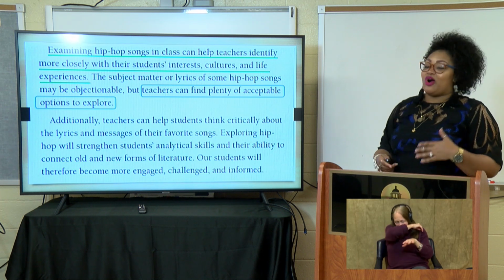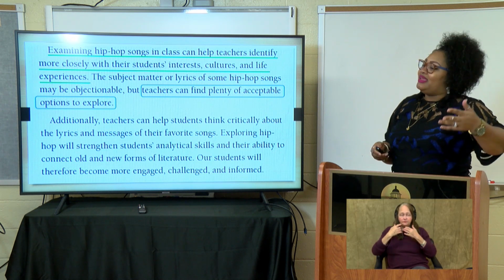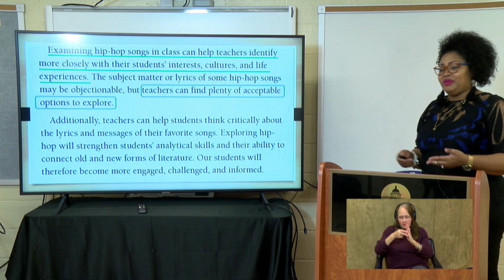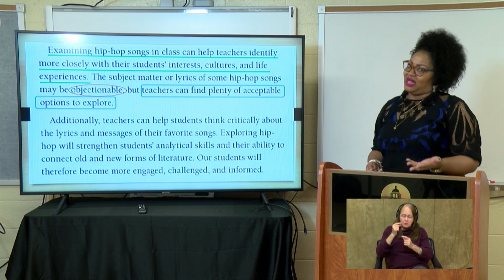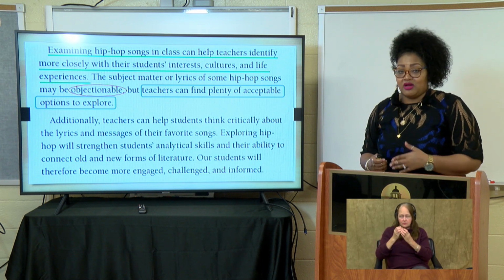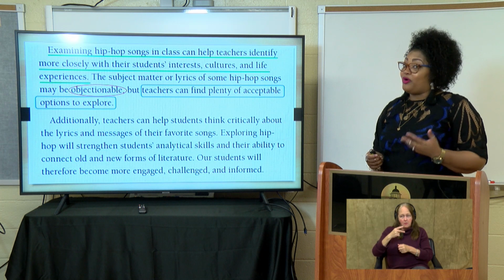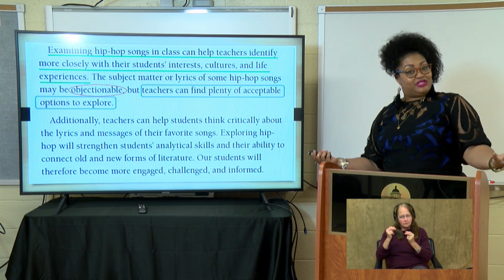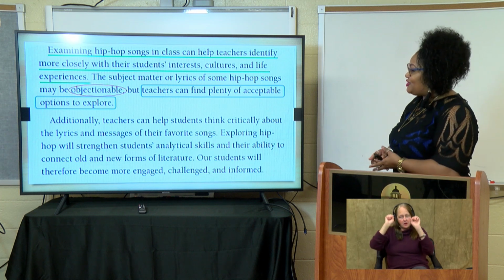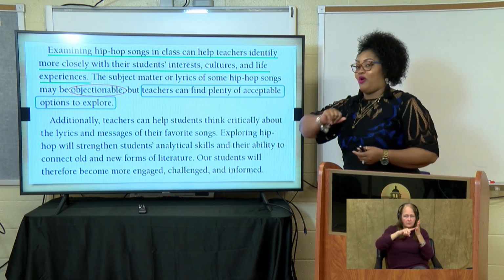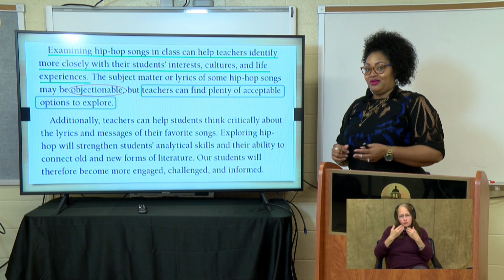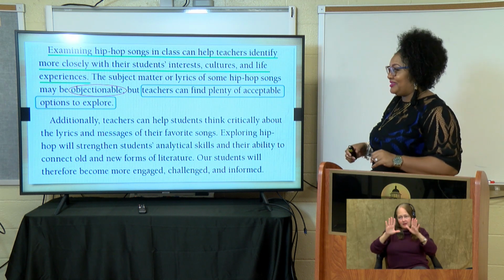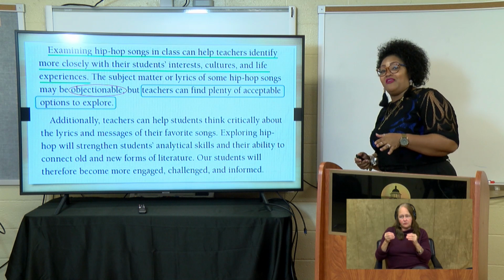Now, of course, there's always a naysayer. They may say that this is objectionable, meaning it may not be appropriate for the classroom. Every hip hop song, of course, is definitely not appropriate in the classroom. But this is where a teacher comes in. Teachers can find acceptable options to explore. Well, sometimes we have songs called the clean version. Definitely. So we can explore other avenues.